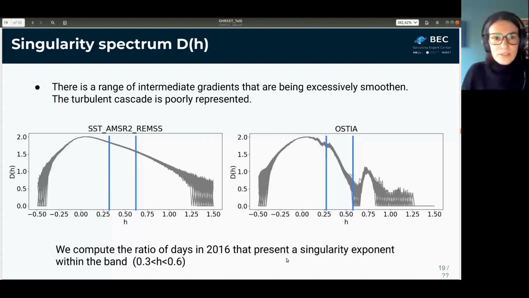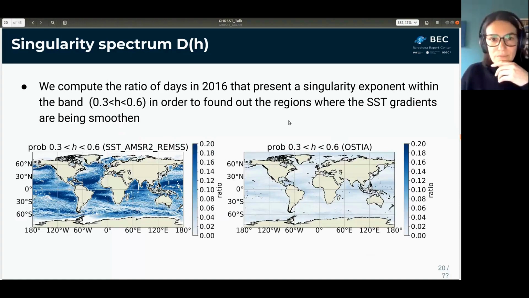And this will allow us to see these ratio maps in order to find out the regions where these SST gradients are being smoothened. As you can see, there are big differences between both data sets, and these gradients are located mostly, as you can see in the darker areas, in the intertropical region. So we are smoothing this intermediate gradient.